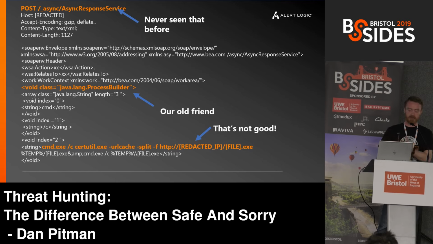And so we have this payload, right? So we'd never seen this async response service before. We knew this process builder was in there, and there was this nasty PowerShell command coming in through the string within the payload. So not fantastic, but we knew maybe that we wanted to look for process builder. So we really need to pay attention to these three things. And then we're on a threat hunt, right?